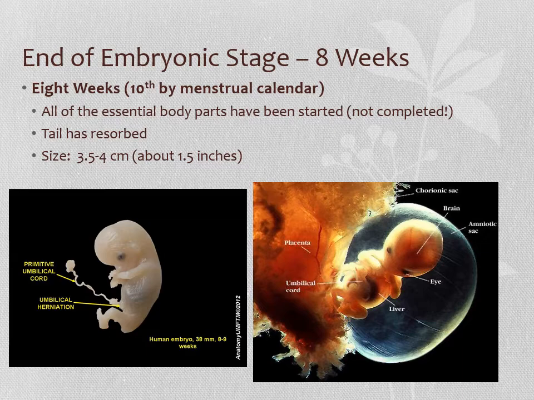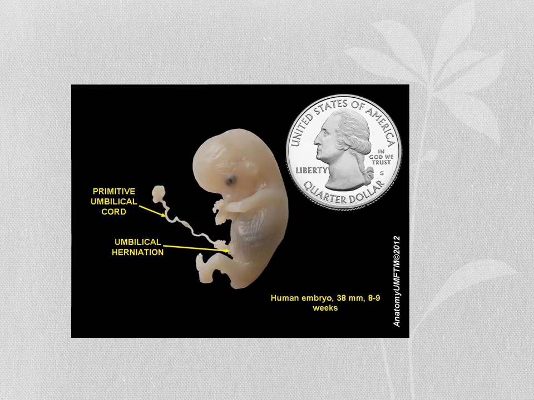And just to give you an example of how tiny we're talking, here I've juxtaposed a picture of a human embryo that was about 8 to 9 weeks with a quarter, and so I kind of sized them so that they're in relative sizes. So you can see that at 10 weeks pregnant, which is really 8 weeks after fertilization, the embryo is about the size of a quarter. If you kind of curled it up, it would be about the size of a quarter.